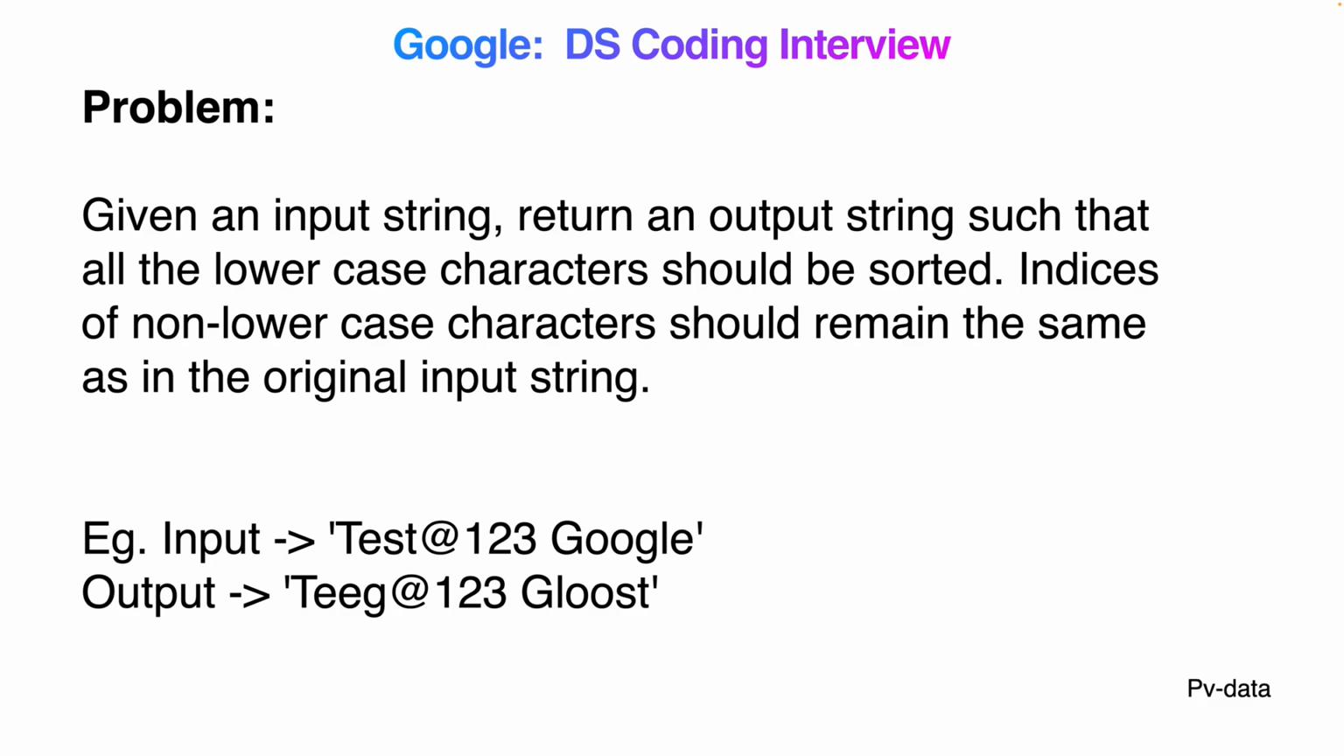If you see here, test@123 Google. What we're doing is, the capital letter we just keep in the same place. E appears two times, so E comes first in the sorted order, and after E, the G is next. The @, since it's not lowercase and not an alphabet, remains in the same position. Then you see 123 and the space, and the G also remains the same since it's uppercase. Then the next are L, then OO, then ST.